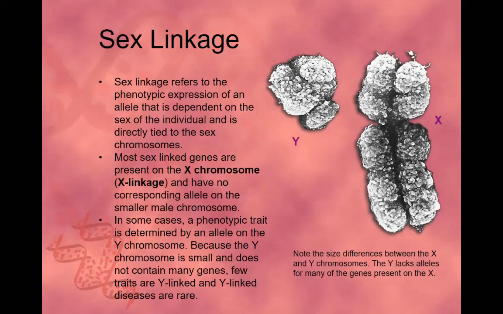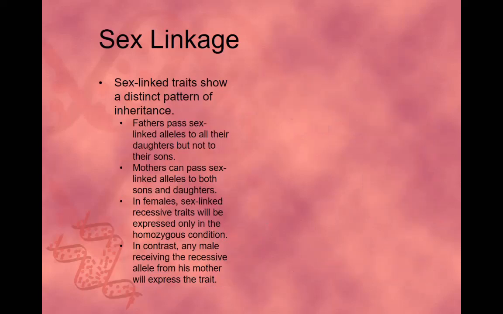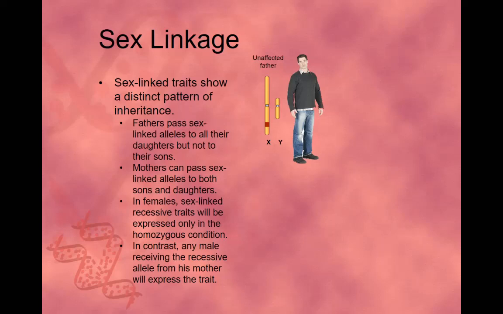Let's take a little bit of a closer look at the inheritance pattern of sex-linked traits. In this particular example, we're going to show you a father who does not have any of the trait that we're following. He's got a healthy X chromosome and a Y that's too short to have the disease on it. Now, fathers pass sex-linked alleles onto their daughters, but not to their sons, because again, most of them are located on the X chromosome. Mothers, however, can pass sex-linked alleles to both sons and daughters because all they have is an X.